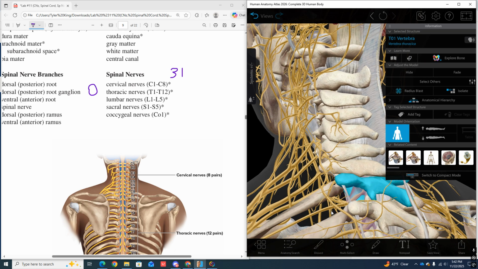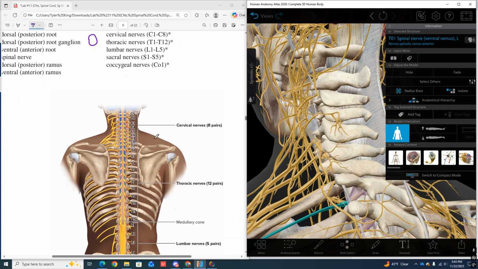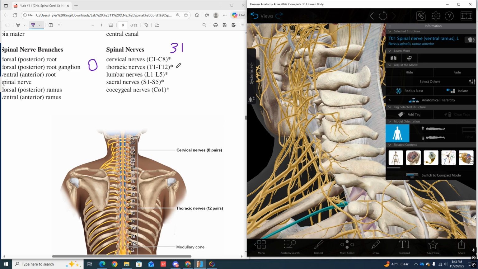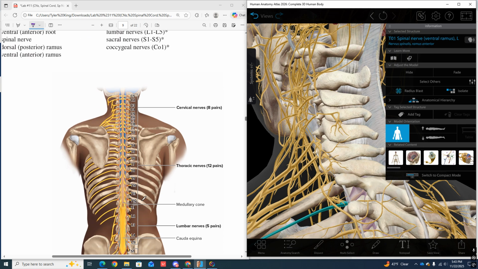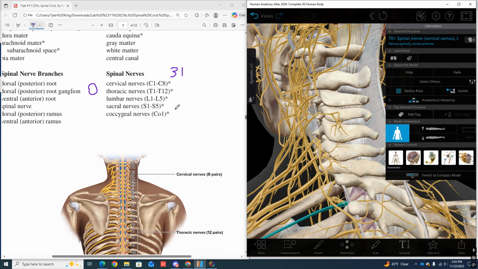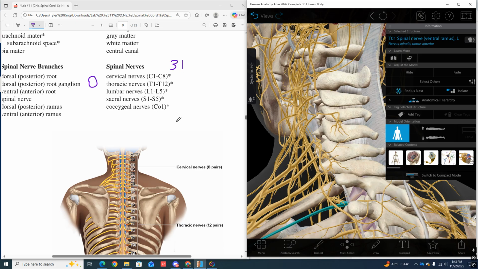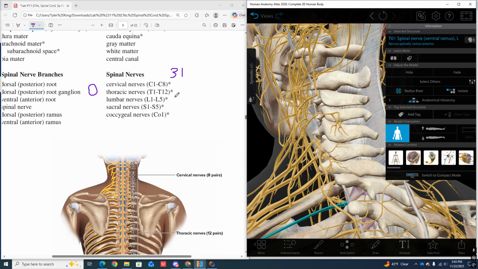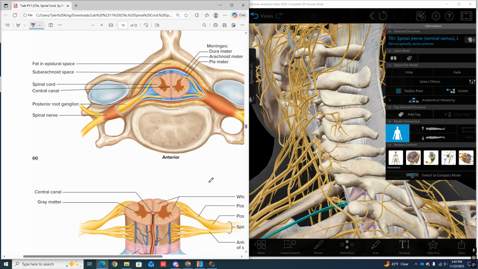Then everything below T1, okay, thoracic vertebrae 1 is the first thoracic spinal nerve. And then it follows the exact same pattern. So it has 12 thoracic nerves. Then we have 5 lumbar nerves. We have 5 sacral nerves. And then we have 1 coccygeal nerve, okay? So you add all those numbers up. So 8 plus 12 is 20. And then 5 plus 5 is 10. So 20 plus 10, 30. And then that last one, 31, okay? So that's all it is with the spinal nerves there.